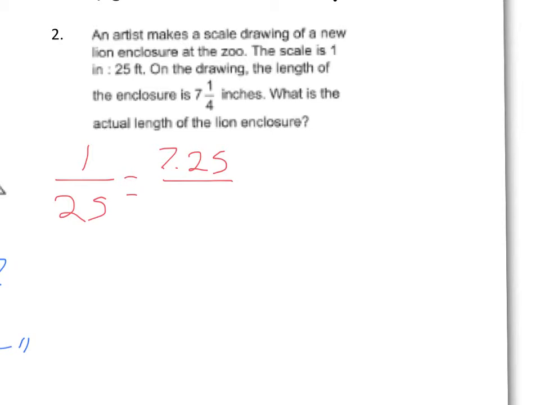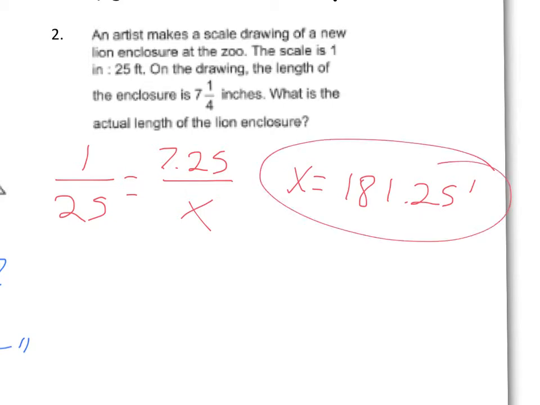We want to know how many actual feet that enclosure is going to be. So we put it there. Now we just cross multiply. X equals, and we end up with 181.25. And we're talking about feet. Okay.